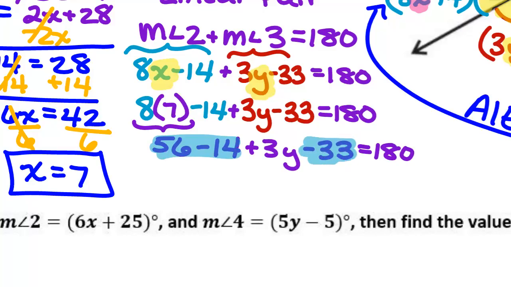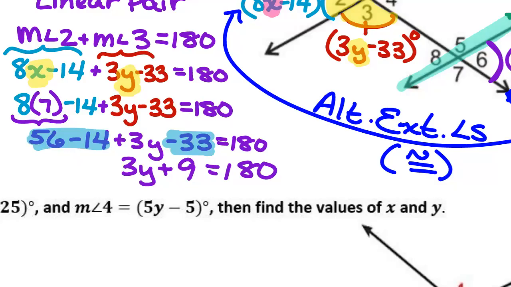And then I have these 3 constants here, these 3 numbers that don't have any variables with them that I can combine together. What is 56 minus 14 minus 33? How much? 9, yes. So I have 3y plus 9 equals 180. What do I do now?